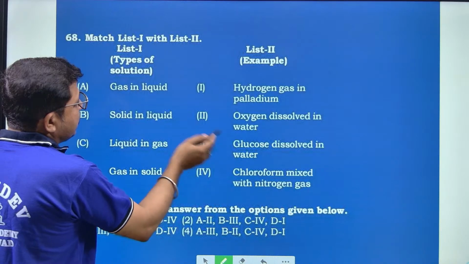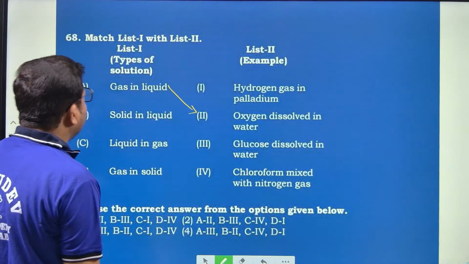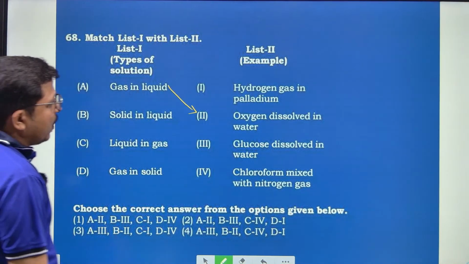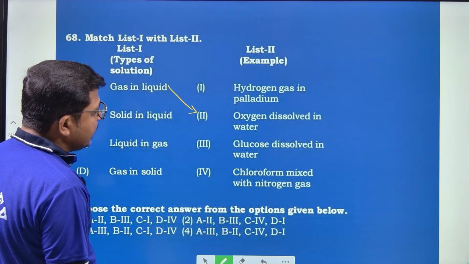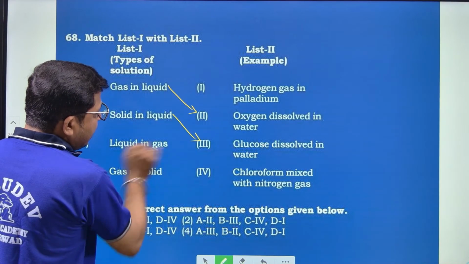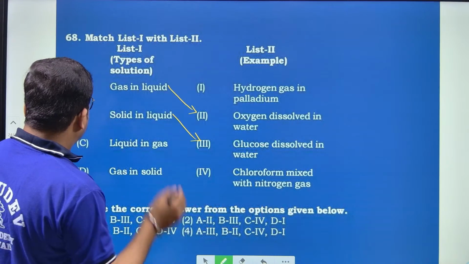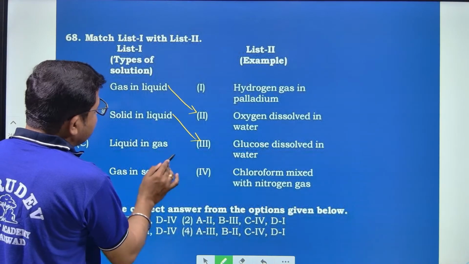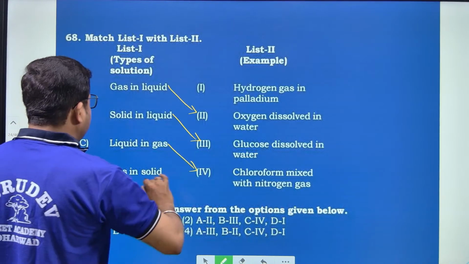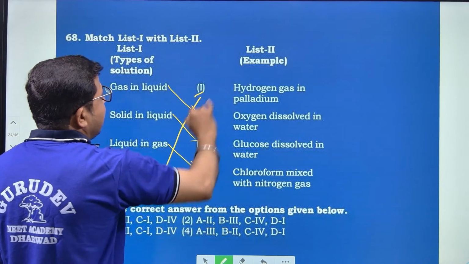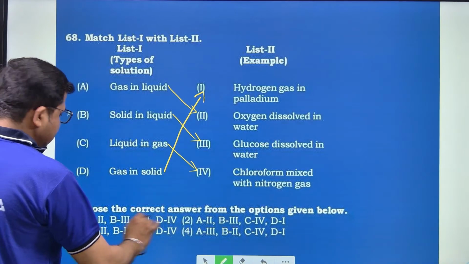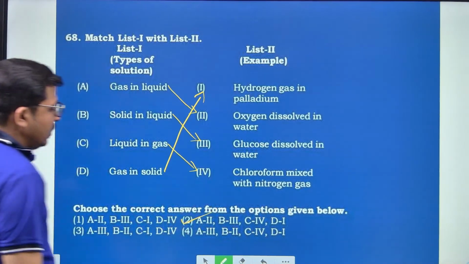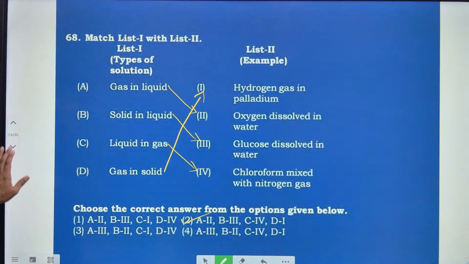Gas in liquid: oxygen dissolved in water. Solid in liquid: glucose dissolved in water. And next, liquid in gas: chloroform mixed with nitrogen gas. Gas in solid: hydrogen gas in palladium. Hence, the right option is option number 2. The right answer is option number 2.